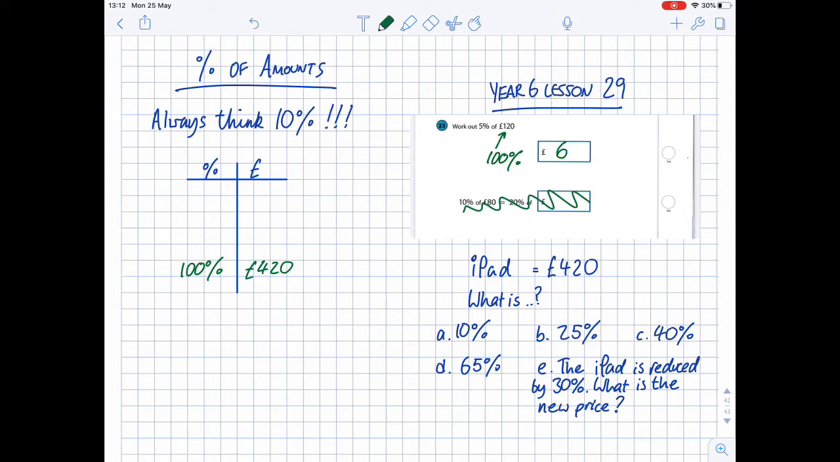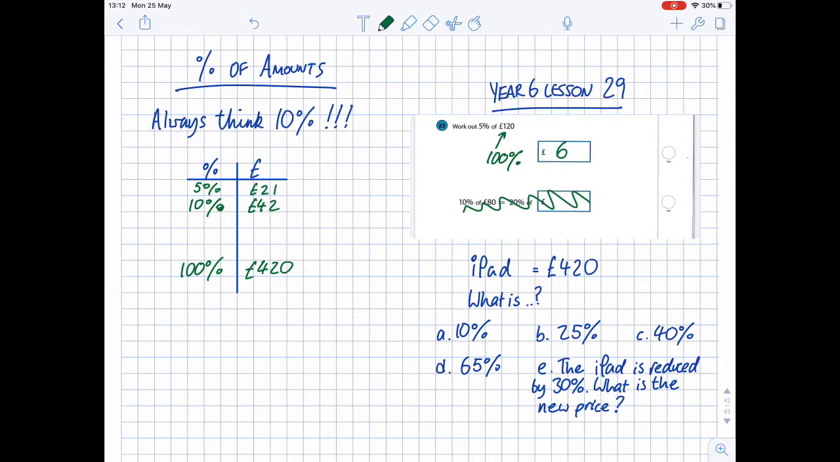All right, great stuff. So 10% of my iPad amount. Again, I need to divide 100 by 10, so I need to divide £420 by 10. That would be £42. Okay, so 25%, a couple of ways of doing it. You could say, what's a quarter of £420? But the way I did it, I worked out 5%. So I halved £42 to get 21.